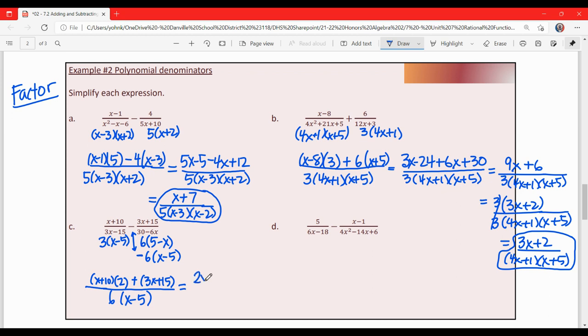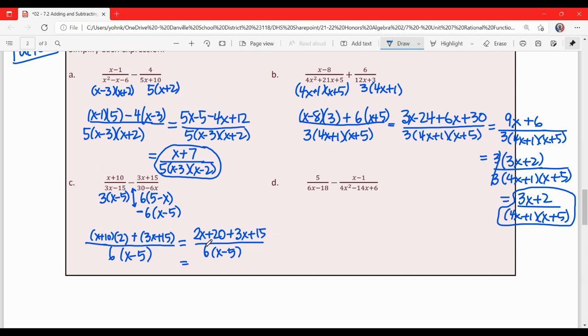Now distribute. That gives me 2x plus 20 plus 3x plus 15. And on the bottom, 6 times x minus 5. All right, let's combine like terms. This will give me 5x plus 35 over 6 times x minus 5. Well, there's a 5 in common in the numerator, so I could take a 5 out. That leaves me with x plus 7. On the bottom, I got 6 times x minus 5. Can't really do anything else, so there's my answer.